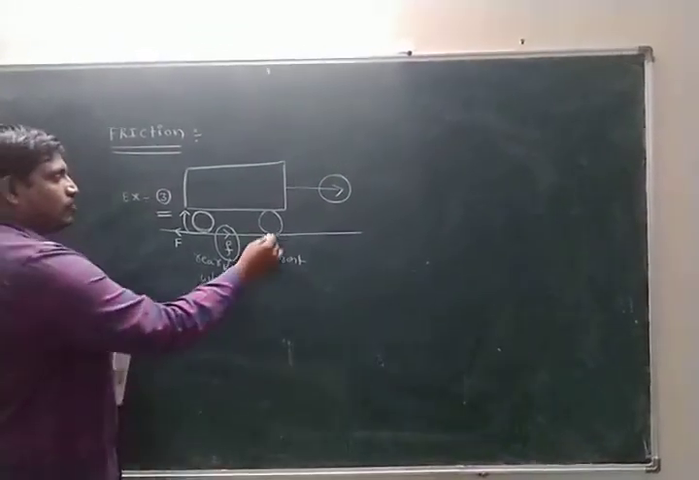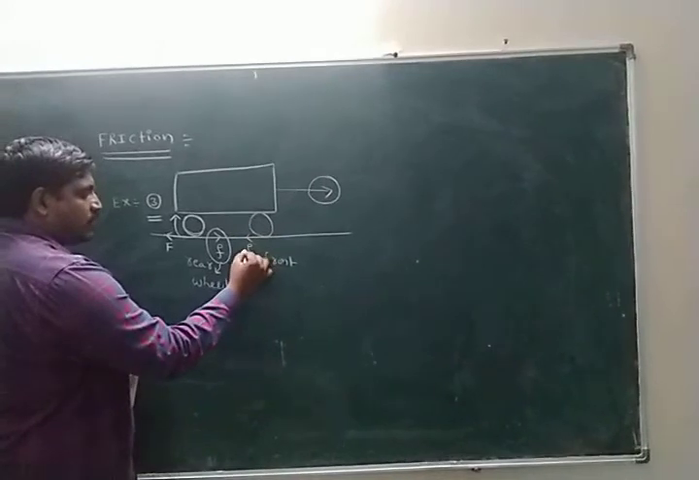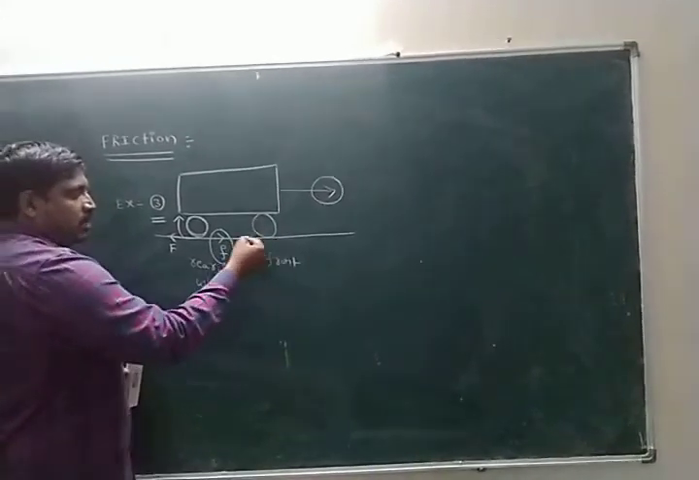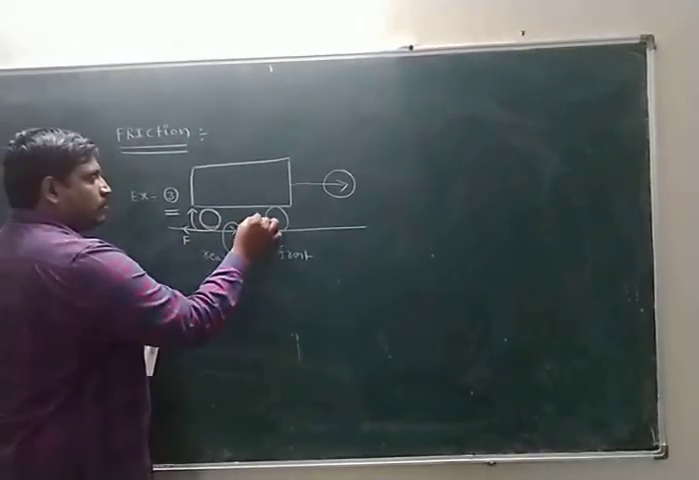Now the front wheel, on the rough surface. Here friction acts as a tangential force. It pulls here and the wheel rotates.